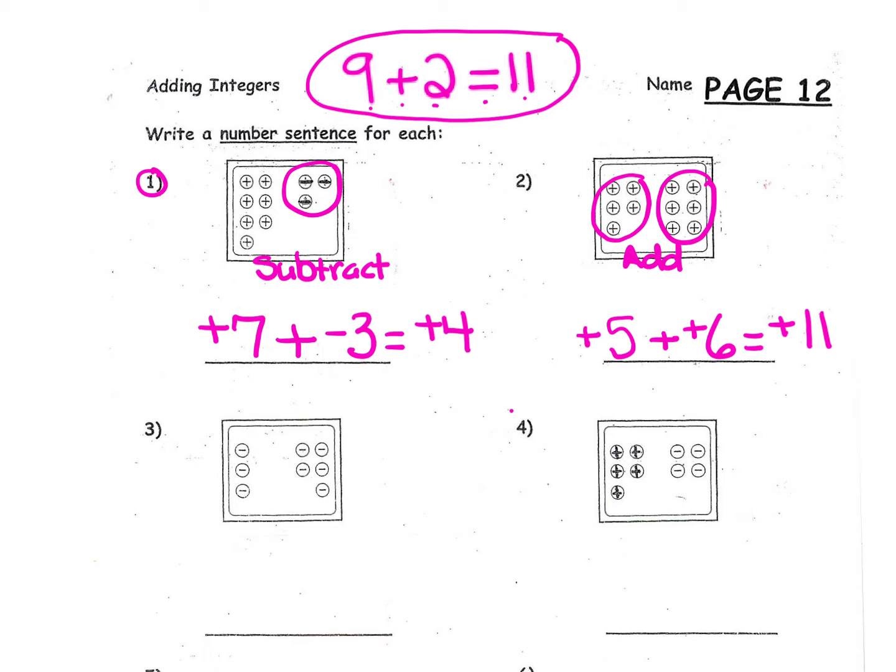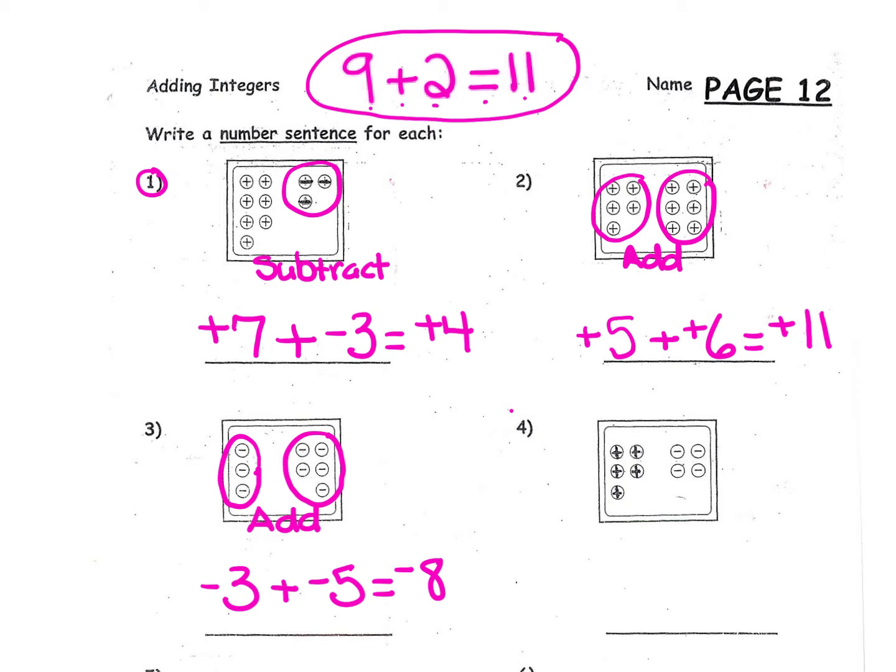Let's move on to problem number 3. A loss of 3, or a negative 3, plus a loss of 5 chips. Our total loss, well, in order to find the total, we add the two quantities. It's a loss of 8.